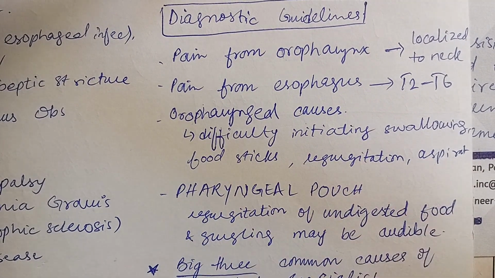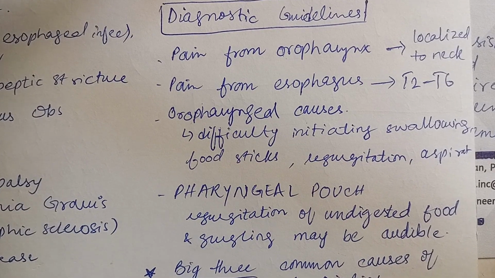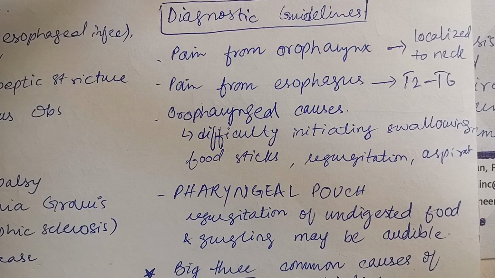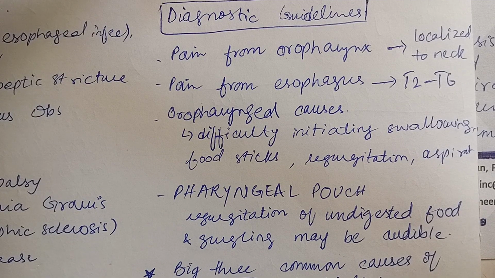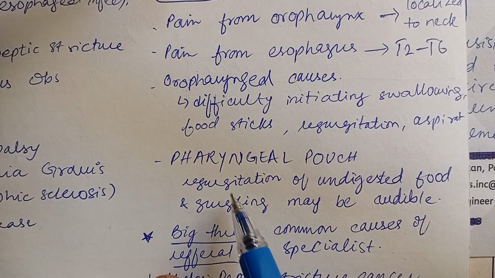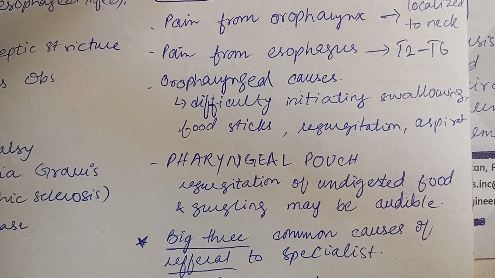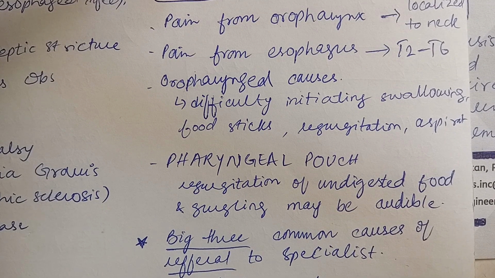In oropharyngeal causes, the classical presentation is that the patient has difficulty in initiating swallowing, and the food is getting stuck, and there is regurgitation and aspiration of food, especially liquids, like in patients of a stroke. We have another diagnosis, which is pharyngeal pouch. In pharyngeal pouch, we have regurgitation of undigested food. The classical point for pharyngeal pouch is that the food that is regurgitated is undigested, and on auscultation there would be a gurgling sound in pharyngeal pouch.